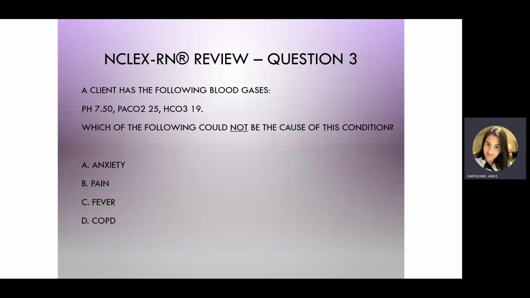With CO2, you basically retain CO2 with COPD. You're retaining CO2, so this could not be the cause of respiratory alkalosis. Okay, don't get tripped up because it's asking you this could not be the cause. This is a very much application question.